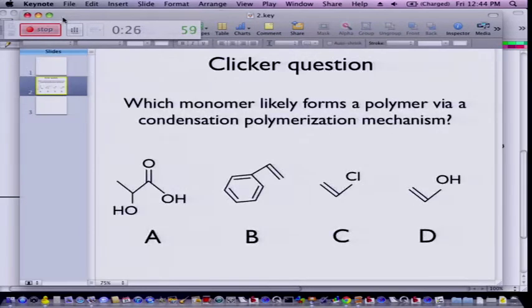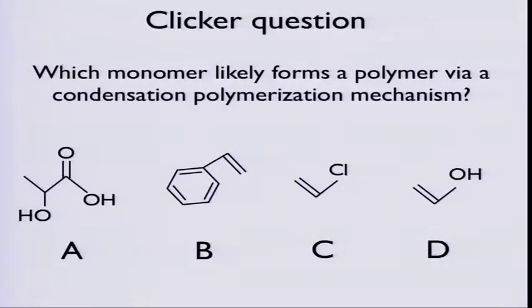So here's a question. Which monomer likely forms a polymer via condensation polymerization mechanism? It's just a very straightforward question. We're just trying to make sure everyone can use their clicker properly here, reinforcing a concept just taught in the previous couple of slides.